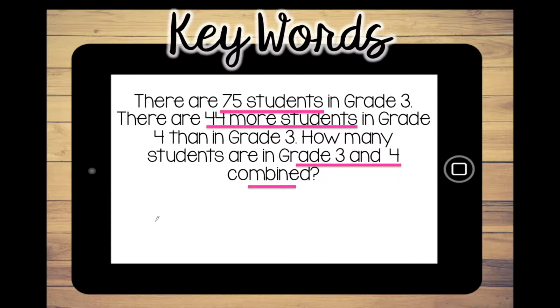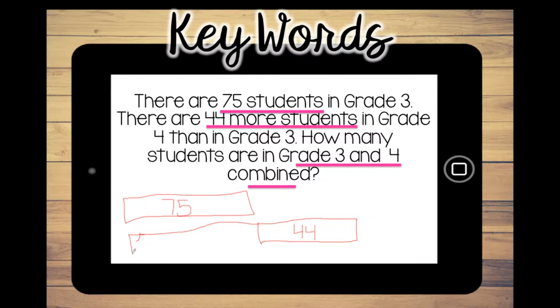All right, there are 75 students in grade 3. So we know we have 75 students in grade 3. I'm going to put 75 right in here. This time it's big enough. Then we know there are 44 more students in grade 4 than in grade 3. We don't know how many are in grade 4 yet. We need to figure that out. So we know there's 75 in grade 4, but there's also an additional 44. So we can write the 75.